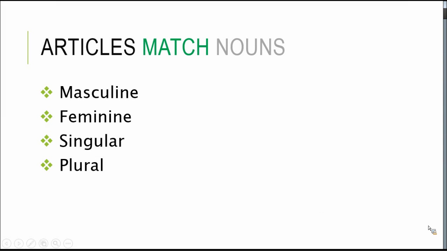So in this unit, we are talking about articles and adjectives matching the nouns. Okay, there's 4 things we need to pay attention to when we're doing this, and they're right here. So we need to decide if it's a masculine or feminine word, and then if it's singular or plural.